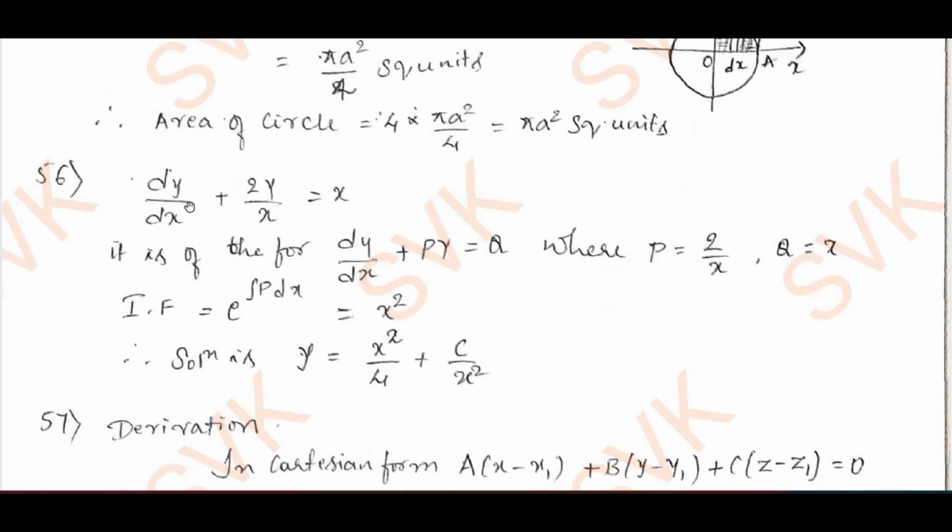Moving on to question number 56. It is of a differential equation. It is of the form dy by dx plus py equal to q. Identify what p and q are. Then find out the integrating factor. Integrating factor is x square. Then the solution is y into integrating factor, which is equal to integral of q into integrating factor with respect to x plus c. Simplifying that, we are going to get the solution as y equal to x square by 4 plus c by x square.